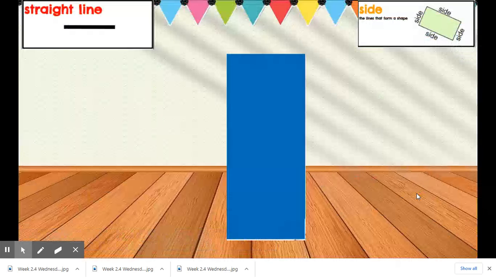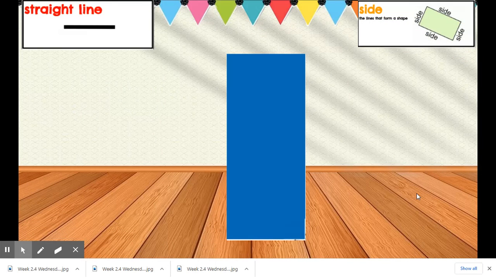All right, so we're going to discuss the sides of a rectangle. Okay, a rectangle is made up of straight lines. What kind of lines does a rectangle have? Straight lines. Good job. And those straight lines are identified as their sides. Okay, can you say their sides?